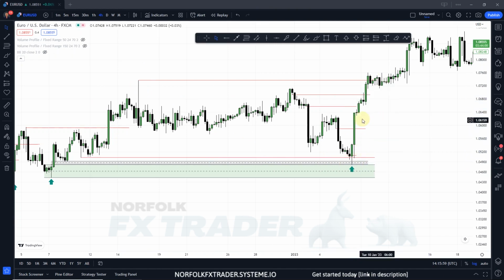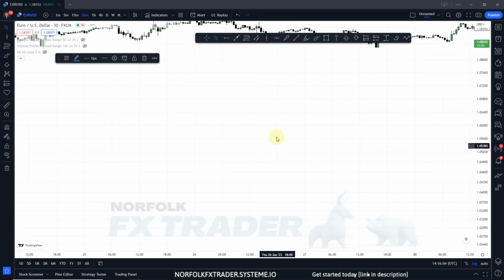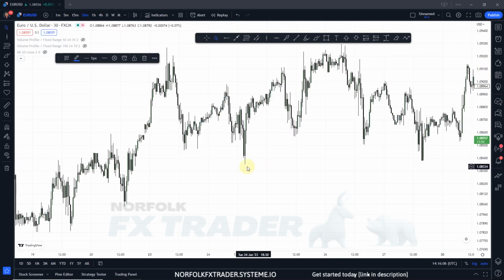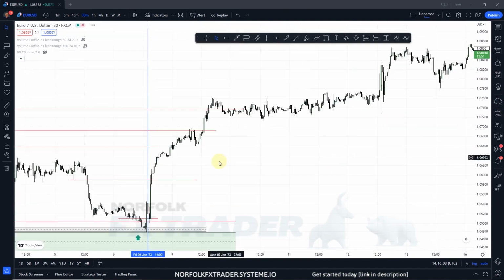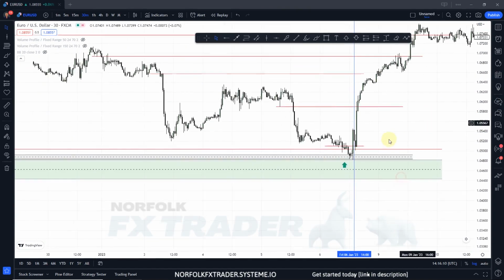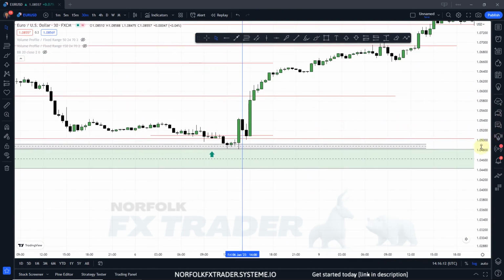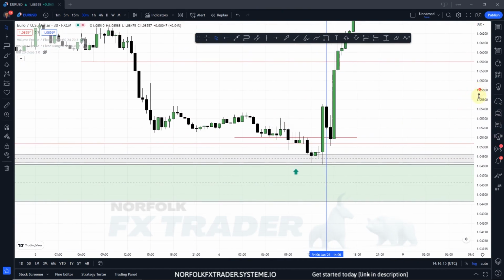Now we can increase that risk to reward by going down to a lower time frame, and we'll look for the confirmation entry. So we go down now to the 30-minute area, and we'll zoom in so you can see exactly how this is applied.